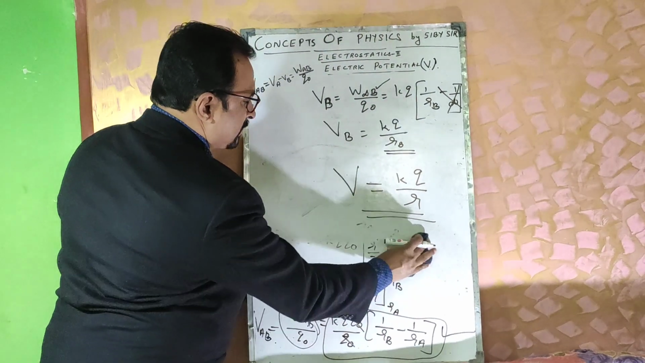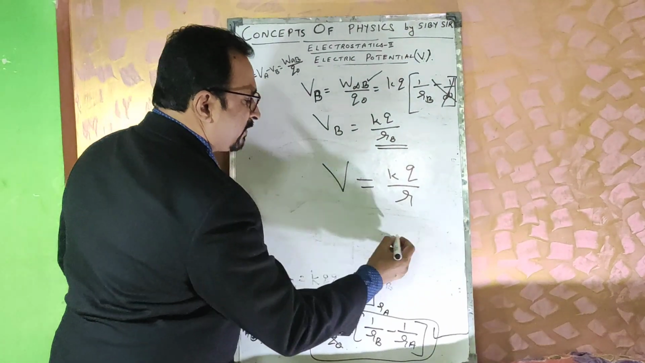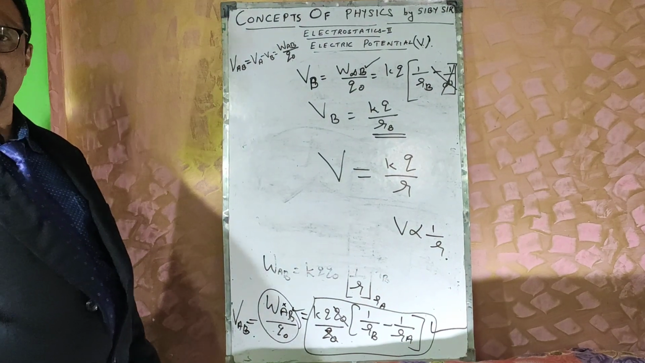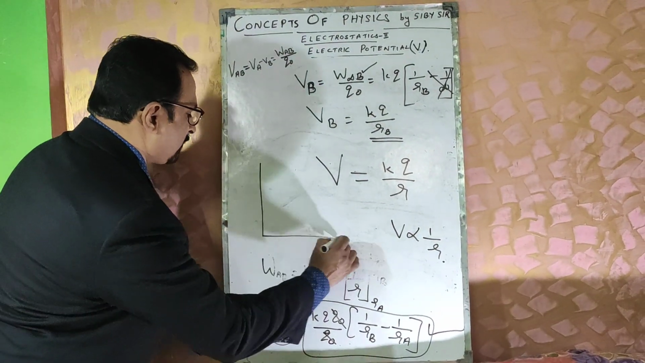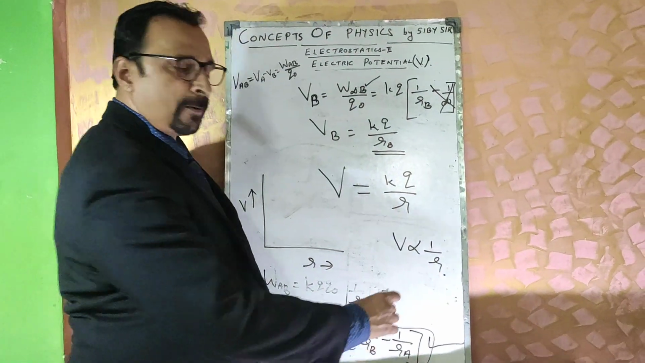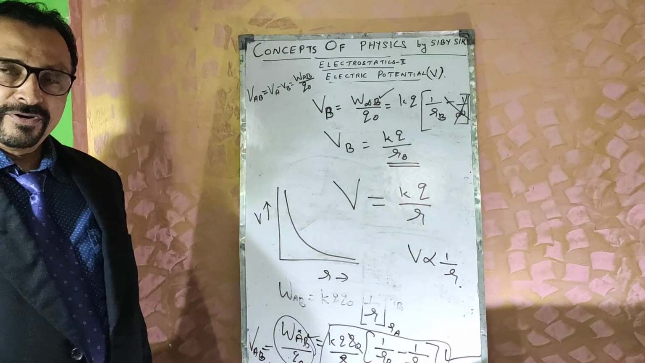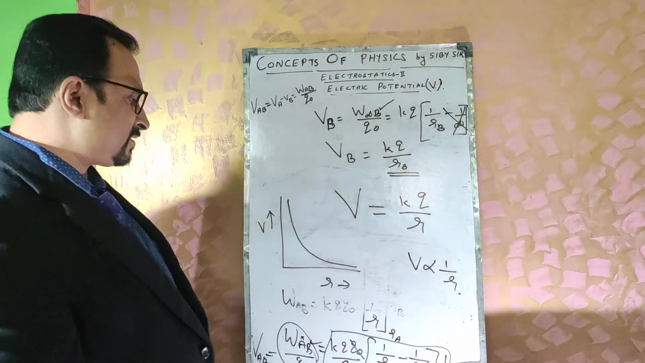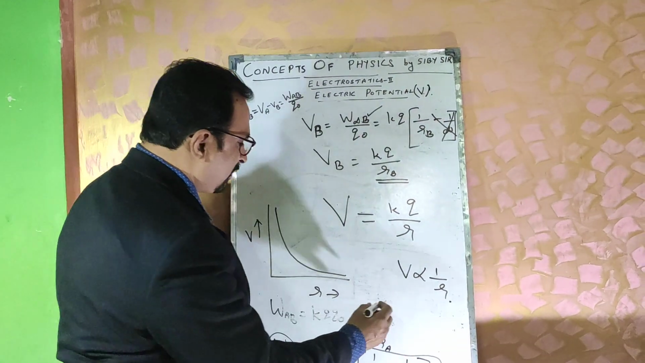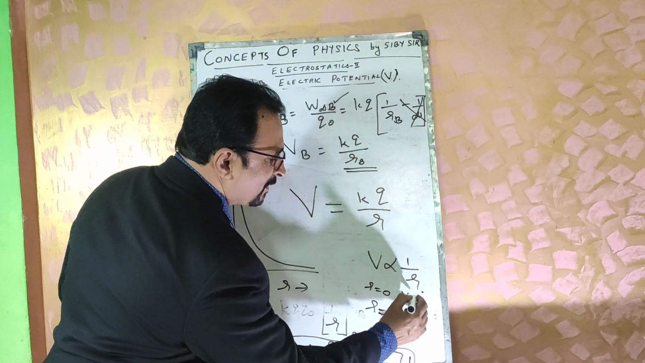Now, you can sketch the graph between V and R. From this equation, it is very clear. V is proportional to 1 by R. If V is proportional to 1 by R, for the graph between V and R, you take V here and R here. The graph of V proportional to 1 by R. Therefore, the graph is a curve. Where will it touch the axes? Which point? We can see two things. If R is equal to 0 and R is equal to infinity, what is your potential?